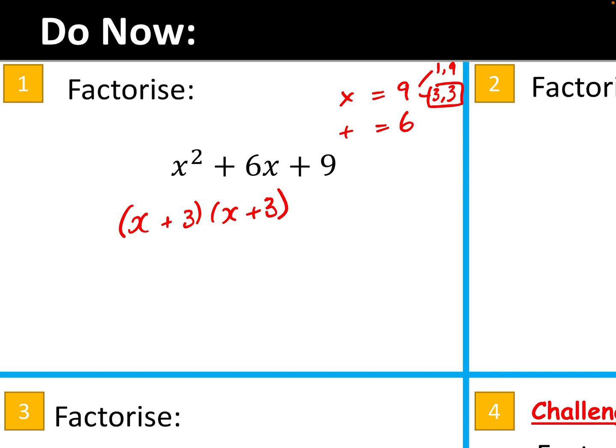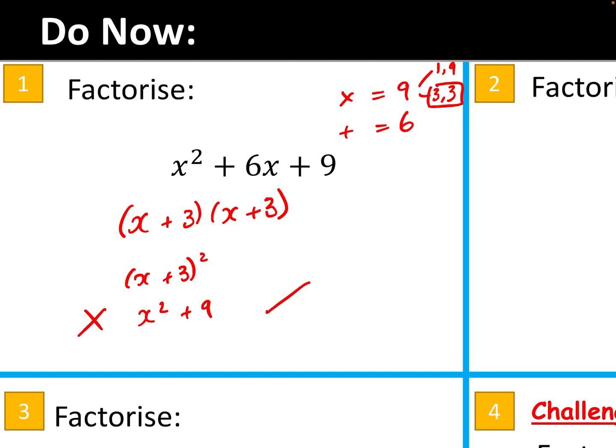There is an alternative way of writing this, for example, x plus 3 all squared. Remember, if you were ever asked to expand something that looks like this, you do not do this. That is wrong. All you've done there is you've squared x and you've squared 3, but that's not what this is telling you. This is telling you it's the whole bracket multiplied by itself.